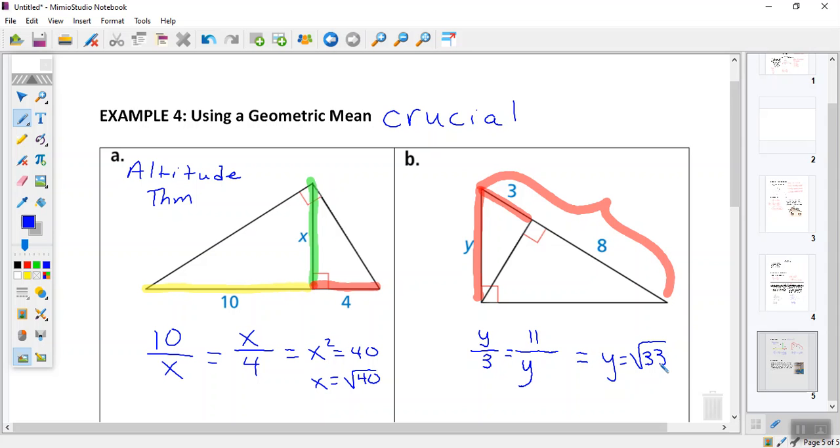Wait, but why is y on top? It doesn't need to be. I could have written it like this, Hunter, if I wanted to. I could have gone 3 is to y, would be y is to 11, right? Would the y be squared in that one? If I cross multiplied, I would. I just kind of took a whole step out of it. y squared would equal 33. So I square rooted it to get y.